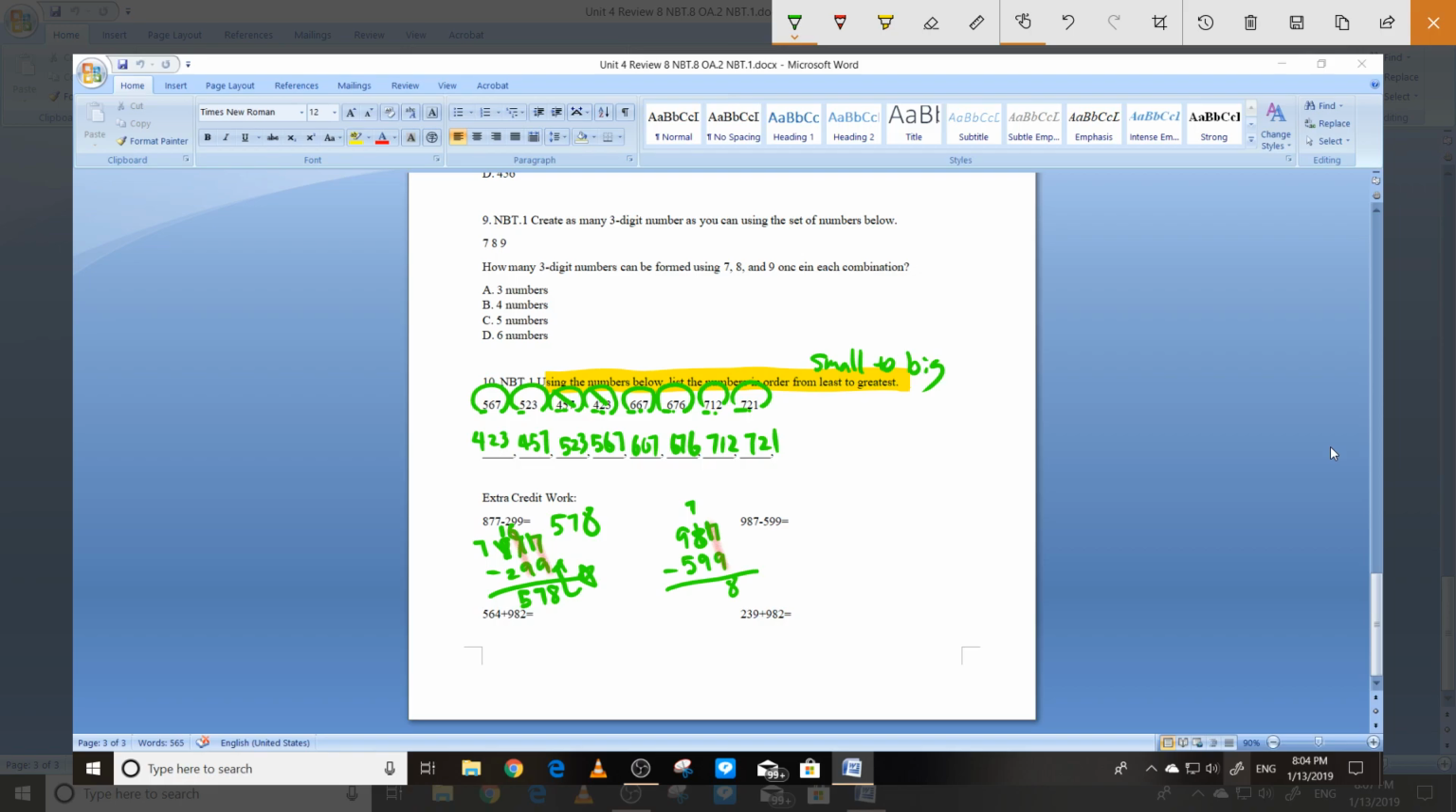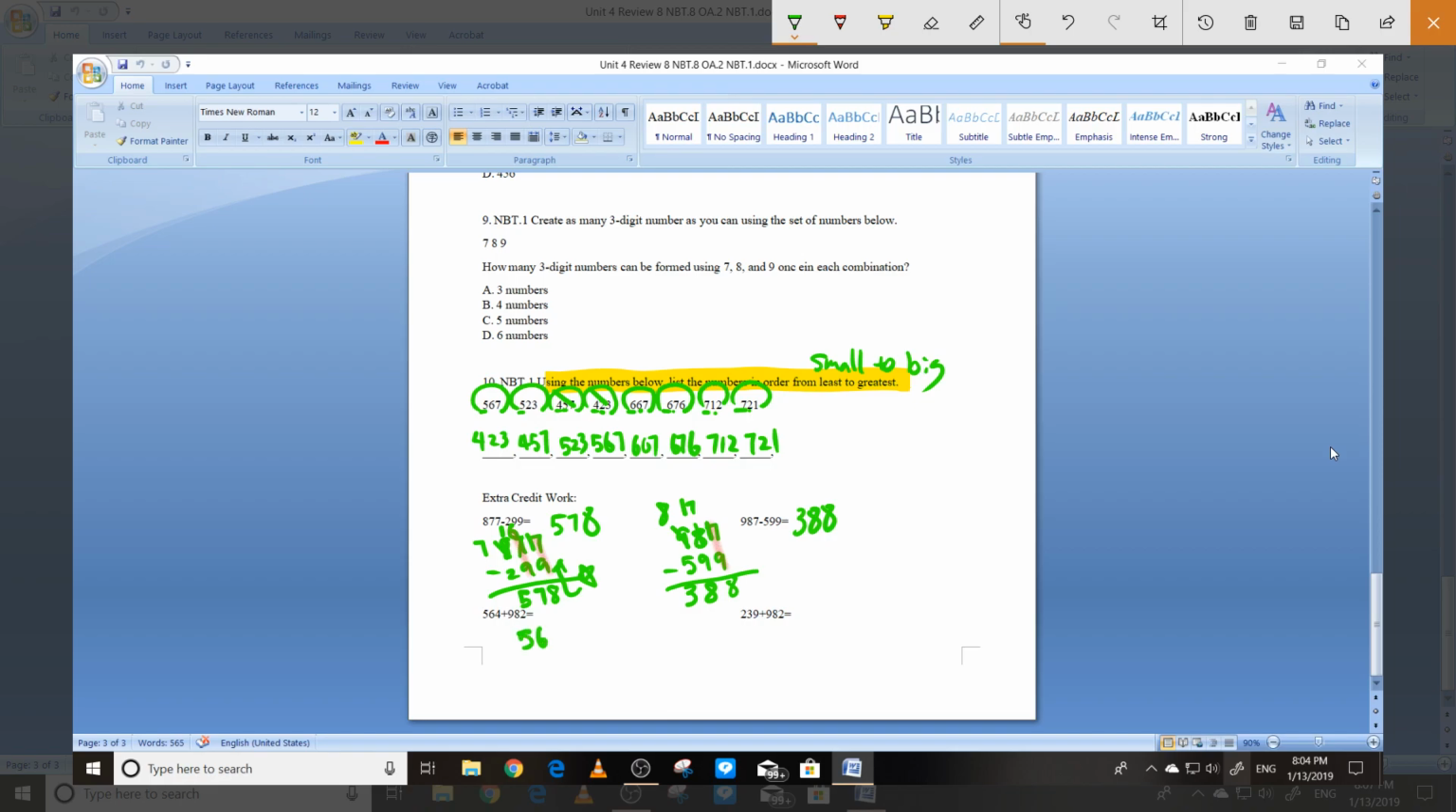Can 7 minus 9? No. Borrow from 9. 9 becomes 8. Put a 1 there. Now we have 17 minus 9 again. Do you need to do any math here? You already did it. The answer is 8. 8 minus 5, that's 3. The answer is 388. The next two are addition ones.